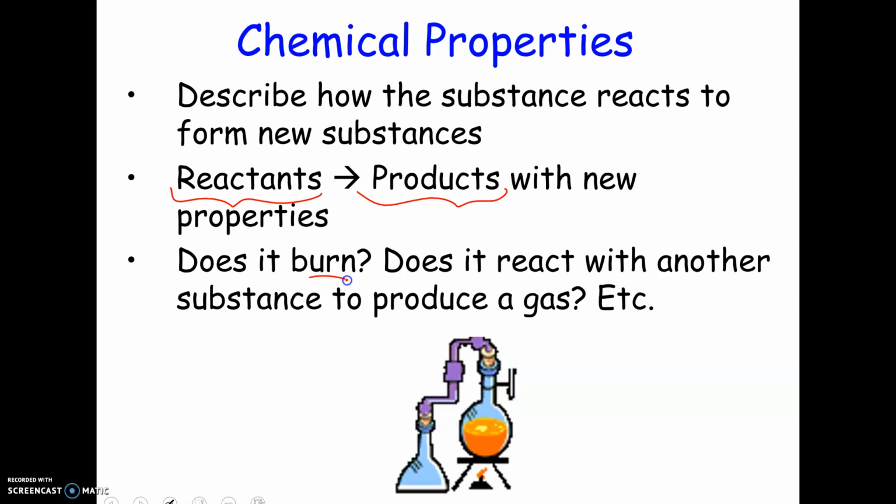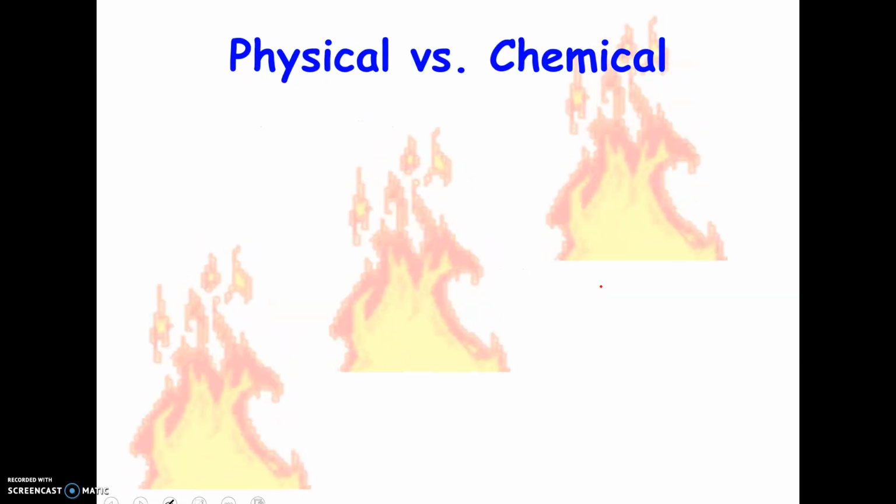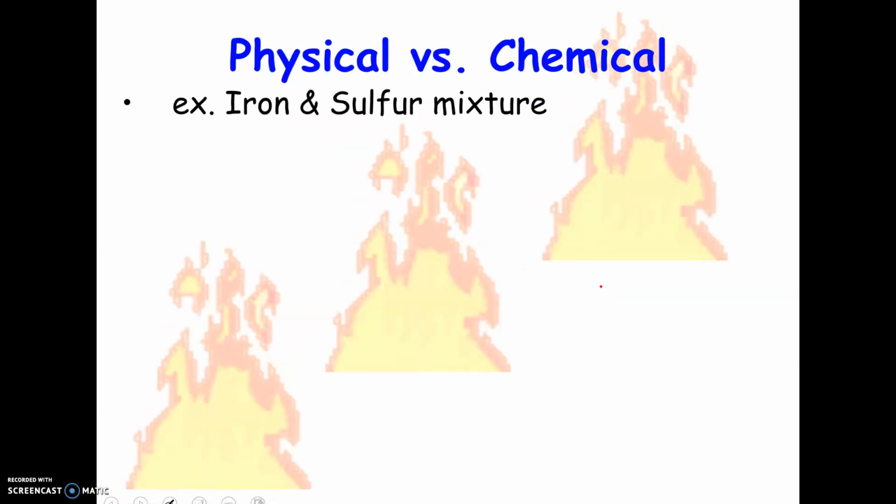So if something burns, if you burn wood, you've turned it into ash and carbon dioxide and water vapor and things like that. You don't have wood anymore. But if you just chop a log in half, you still have just two pieces of wood. Does it react with other substances? Things like that. So physical versus chemical, iron and sulfur.